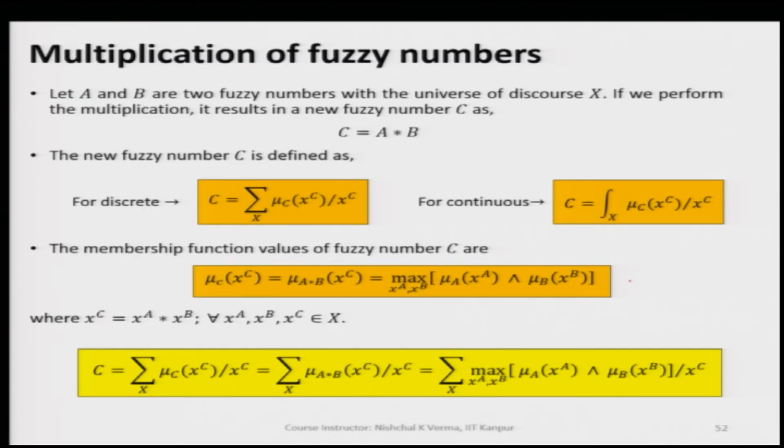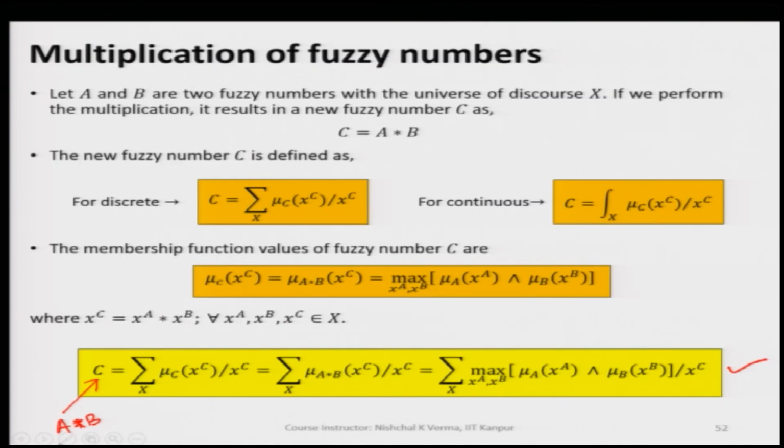So, here we use this formula for finding out the fuzzy set, the multiplication of A and B, which is resulting, let us say, in fuzzy set C, this is A star B. Of course, when we multiply any two fuzzy numbers, we are going to get a fuzzy set out of it.